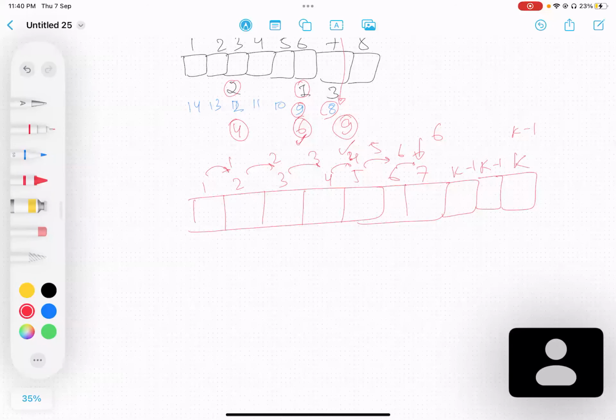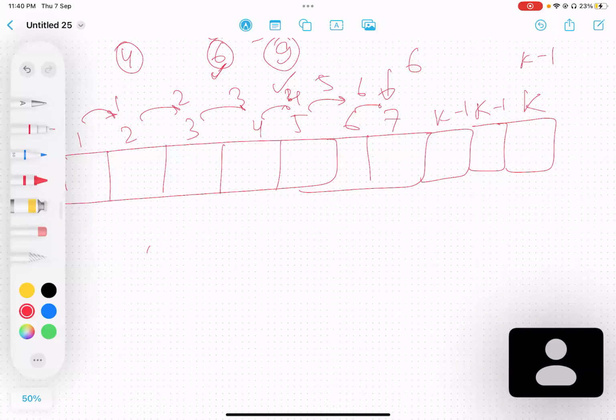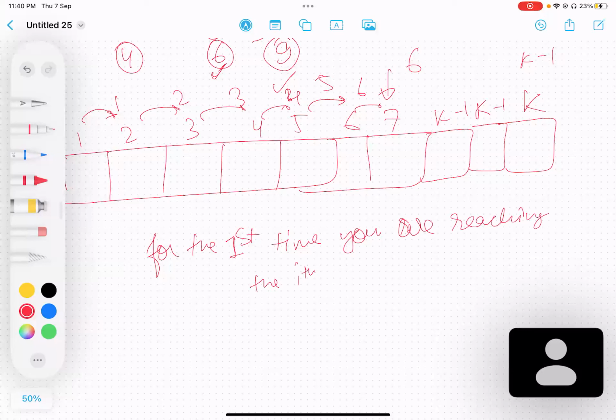So for the first time, you are reaching the ith cell at time i minus 1, right? So you are reaching the ith cell at time i minus 1.